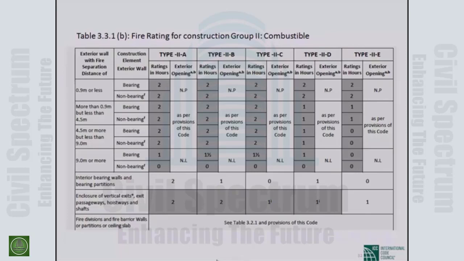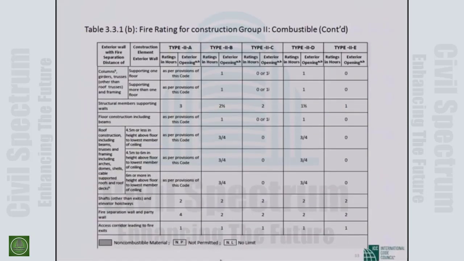Sometimes we have the idea that we can use wood as a door for fire rating, and it can be used. Wood has a fire rating, and we can use a sufficiently thick wood door for a particular fire rating, though it is combustible. So this is some idea about the fire rating of the elements of the building.